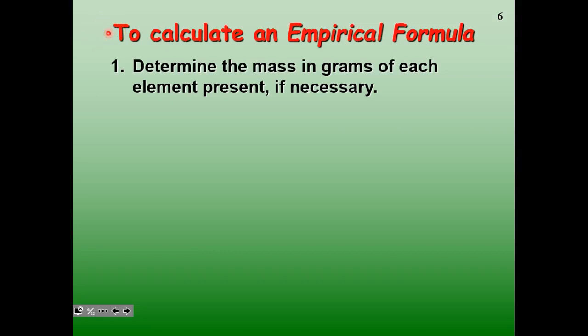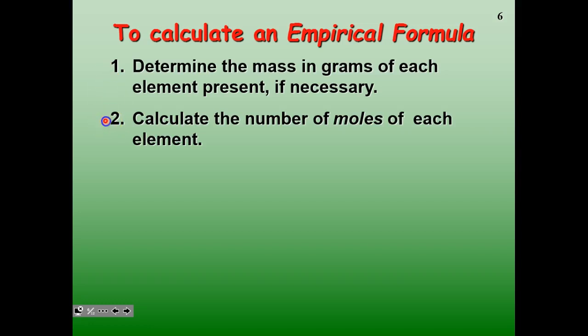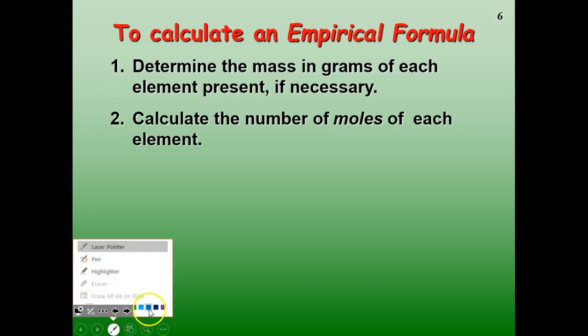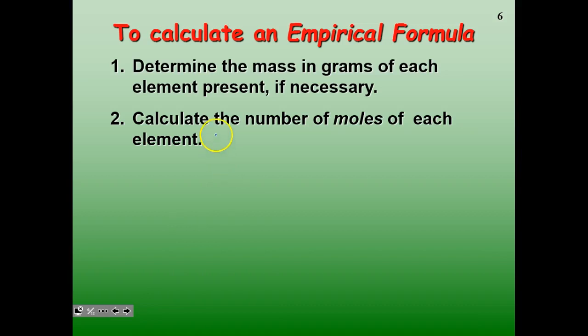So in order to calculate an empirical formula, the first thing you need to do is figure out the mass of each element in grams that you have. Okay, so that's step one. Determine the mass in grams of each element present. The next step is going to be to convert those grams to moles, right? Because remember, the subscripts can represent moles. So you're going to convert the grams of each element that you have to moles. Remember, to do that, you're going to divide by the molar mass. Okay, so that's step two.